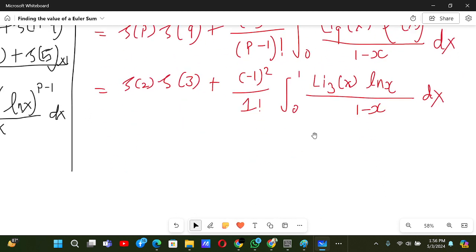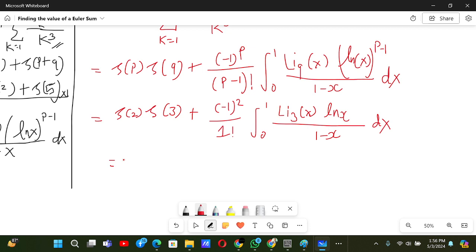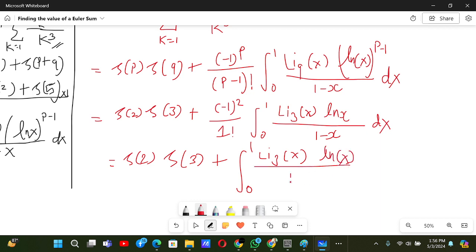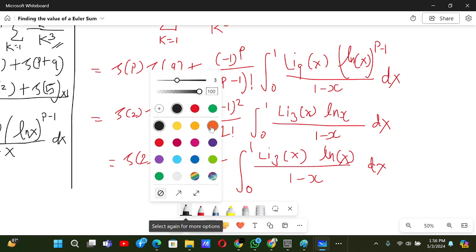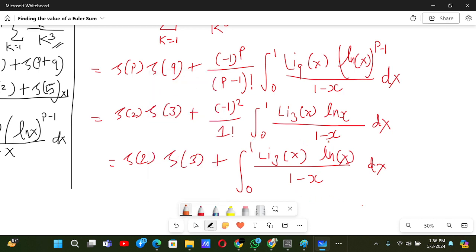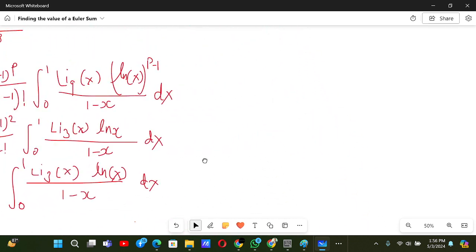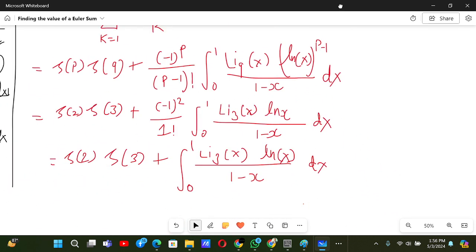So now this sum will basically be zeta of 2, zeta of 3, plus the integral from 0 to 1 of Li_3 of x ln of x by 1 minus x dx. Now I will use integration by parts. In integration by parts, I will take Li_3 of x as u and this other expression as dv. But before we go to integration by parts, let me show you the integral of the other expression. The expression is ln x by 1 minus x dx.